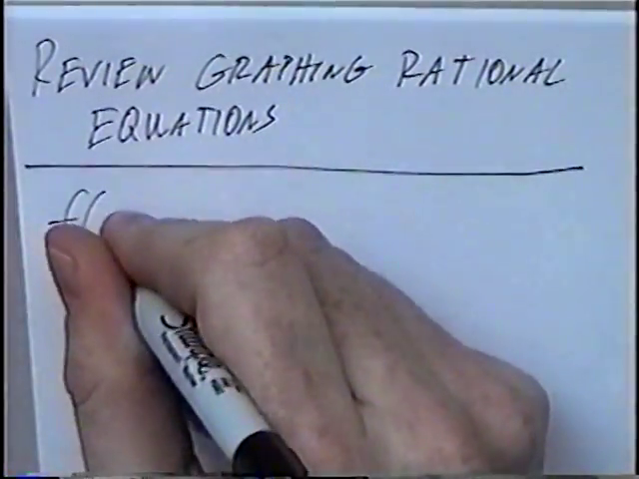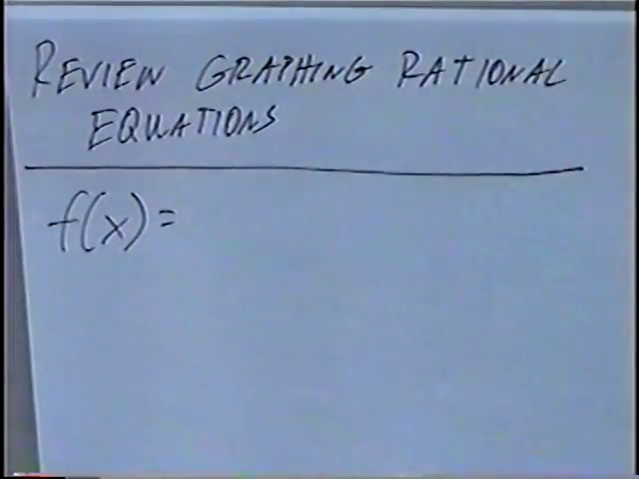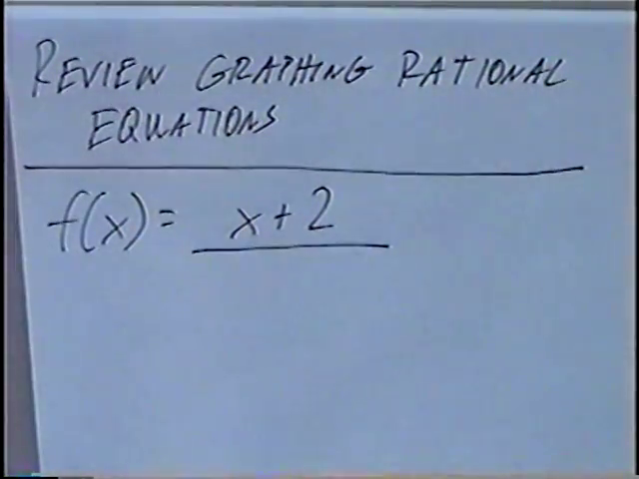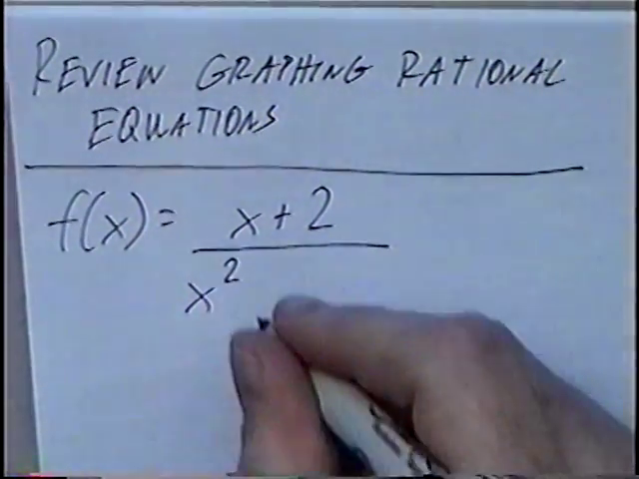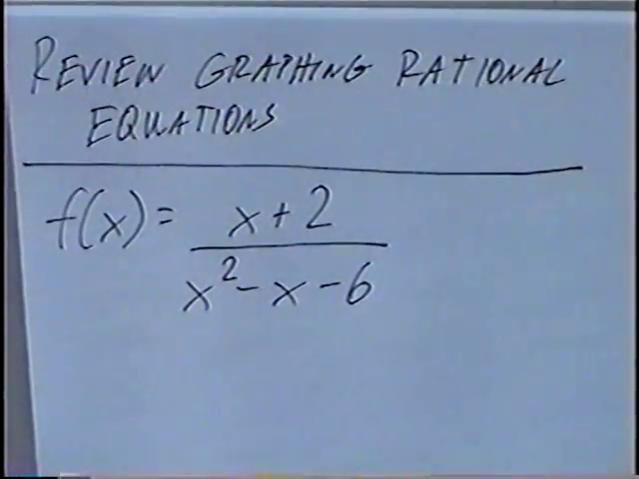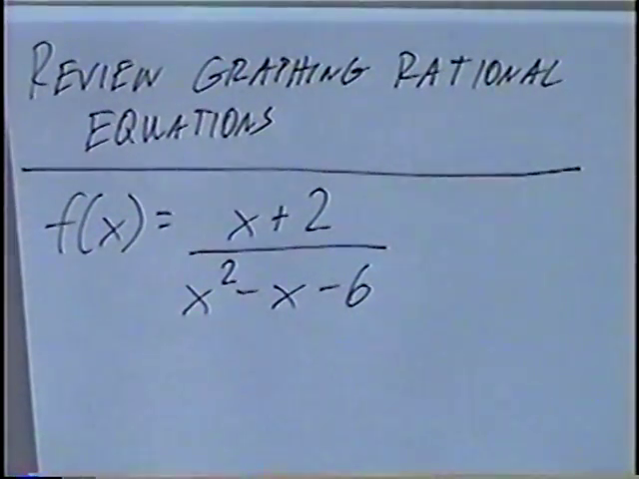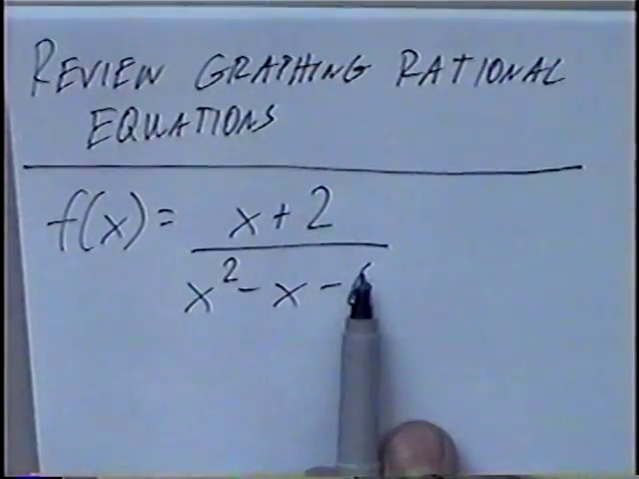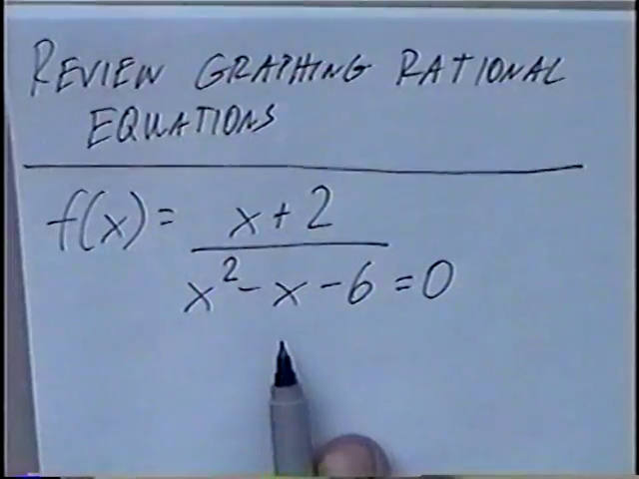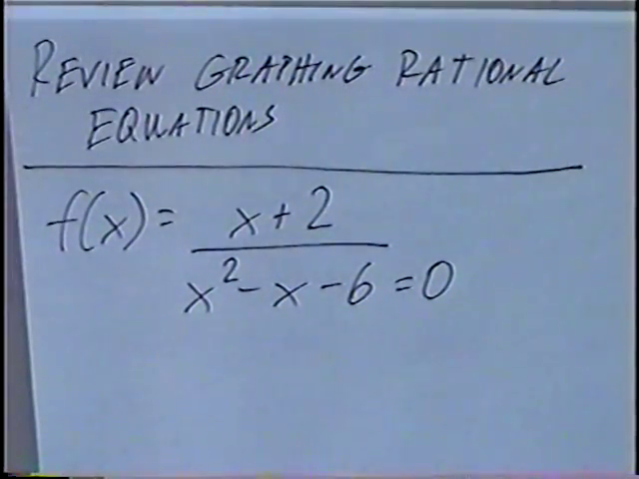First equation we'll graph, f of x equals x plus 2, all divided by x squared minus x minus 6. When first graphing, we want to find the vertical asymptotes, which again are where the denominator is equal to 0. So we can first factor and find the values where x is equal to 0.